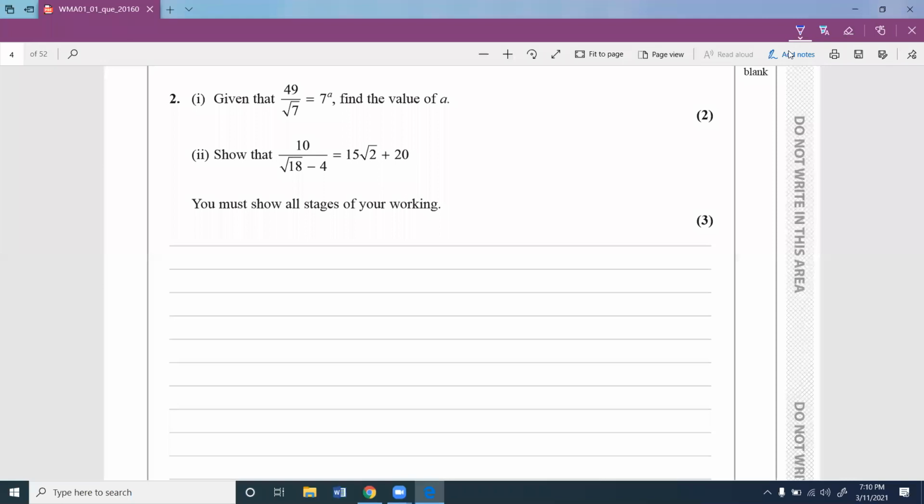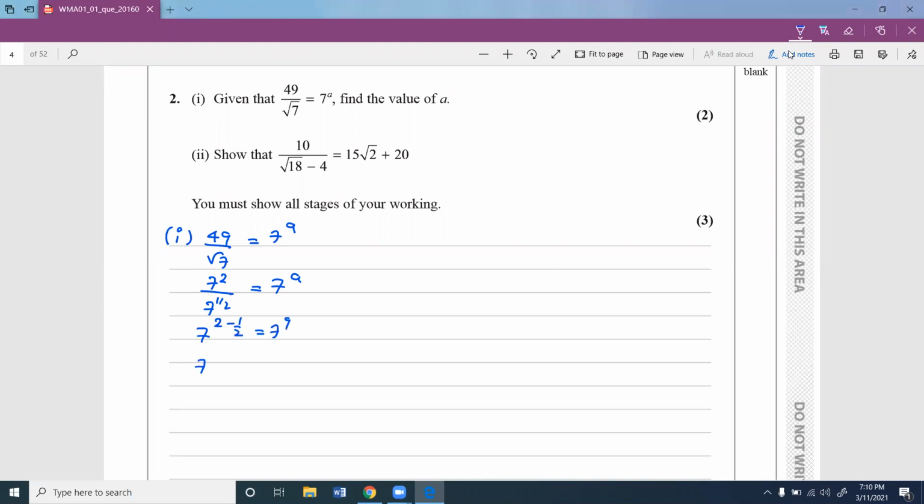Okay. When you start with this question, this is basically related to surds. We know that 49 over root 7, they mention it's equal to 7 to the power a. We know that 49 is 7 to the power 2. Divided by square root of 7, which is 7 to the power half. They have given 7 to the power a. Then this division, you can write it as a subtraction, 2 minus half.